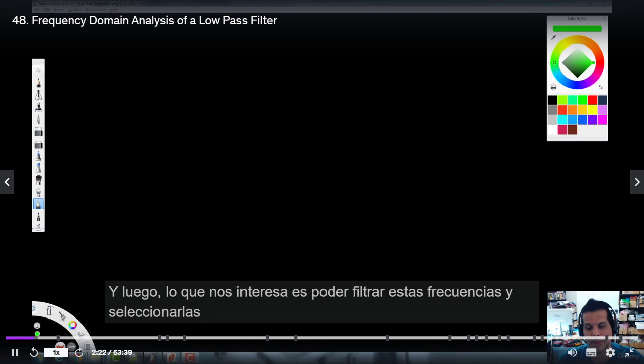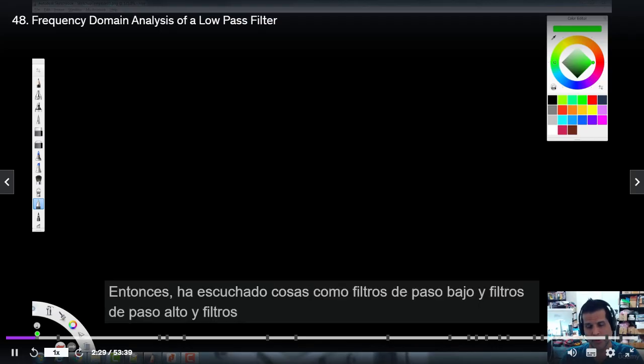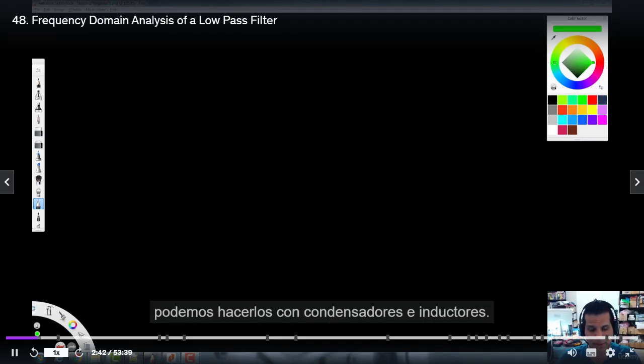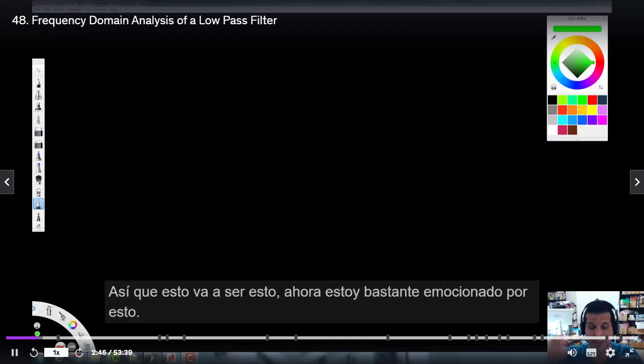And then the thing that we're interested in is to be able to filter these frequencies and select them. So you've heard of things like low-pass filters and high-pass filters and band-pass filters and notch filters. These things are descriptive words that describe the different kinds of filters, and we can make these with capacitors and inductors. So that is what we are about to do. I'm pretty excited about this.